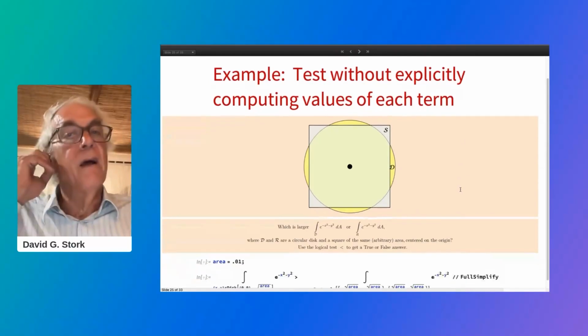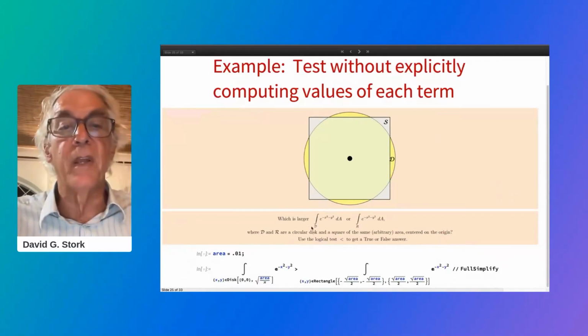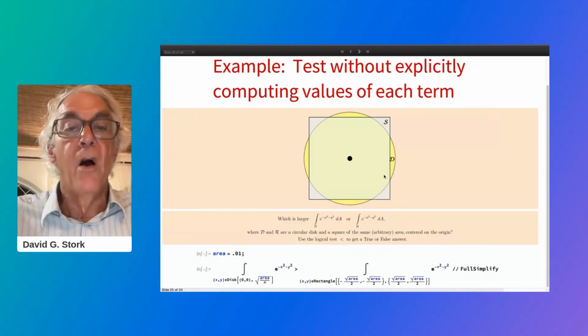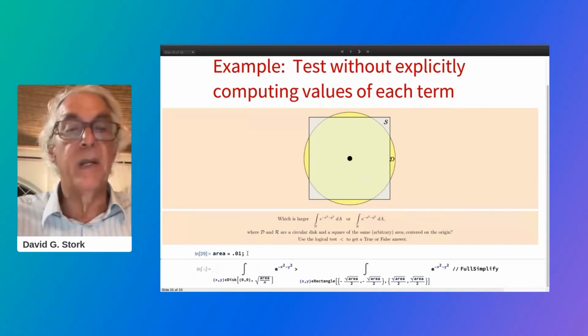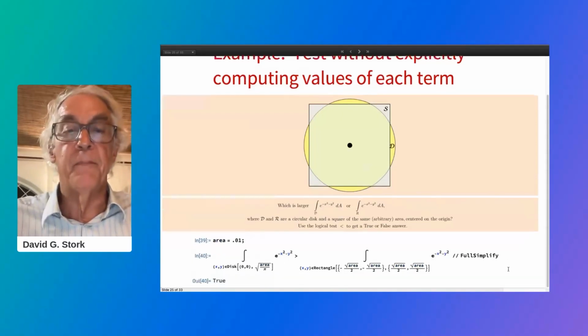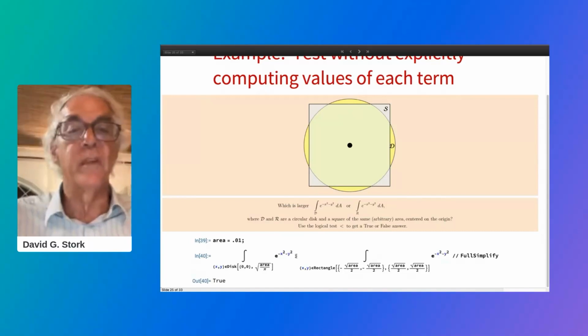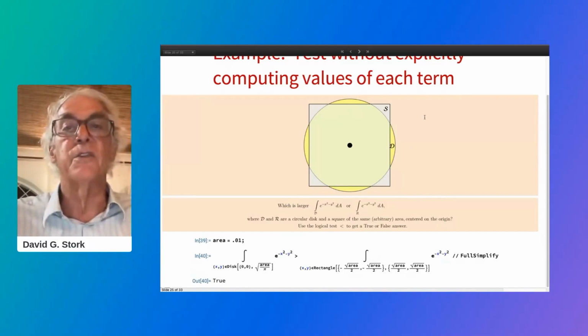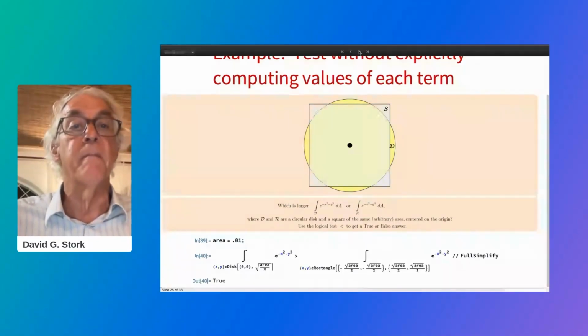Or testing inequalities without explicitly computing the values of each. Here the question is, which is larger: the integral over a disk, or a square having the same area, of a decaying Gaussian, e to the minus x squared minus y squared? Well, you can put in a particular area and then do this integration, and it comes out true that the one over the disk turns out to be larger, even without having to get the numerical value explicitly.